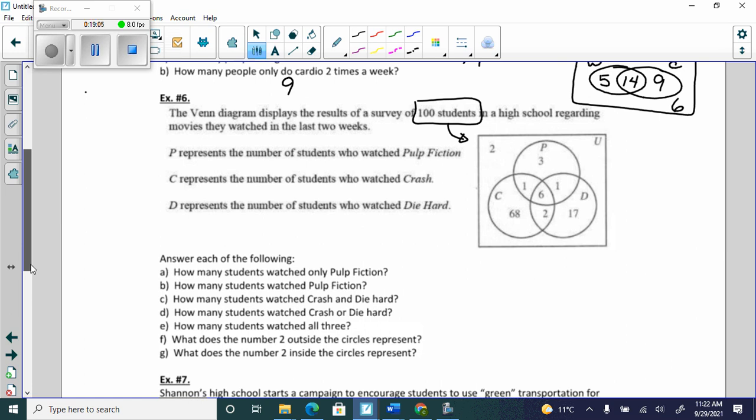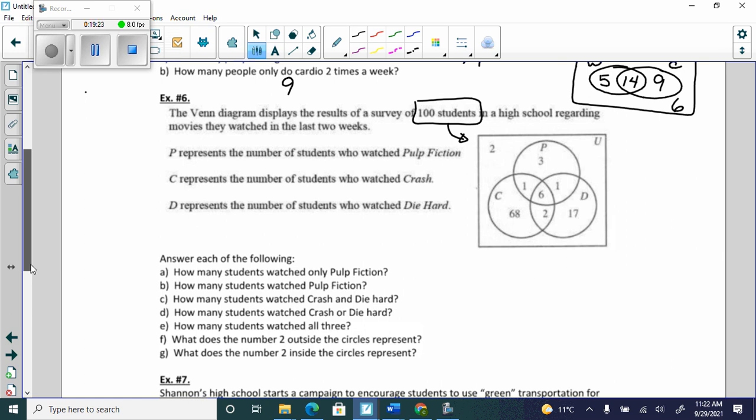Maybe? No, which ones represent 2? Only watching 2. So the middle one says watching all 3, right? These little pieces here represent watching 2. Right? The 1, and the 2. Okay, so that's the representation of all the different things.